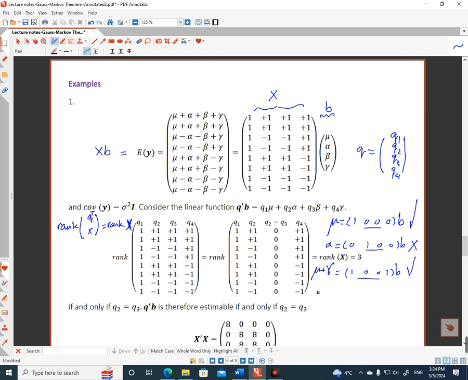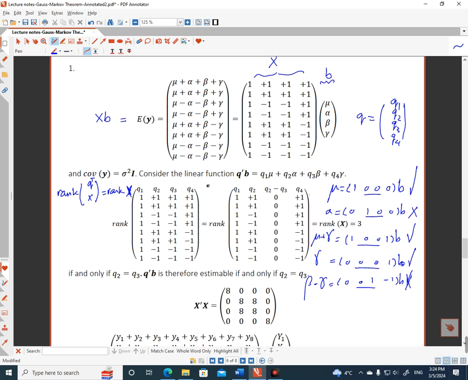However, look at gamma itself. Gamma itself is also estimable, since the second and third elements are the same. This is the b vector. However, something like beta minus gamma, if you write it, it is 0 0 1 minus 1 times b, where the second and third elements are not the same, so it's not estimable. So you see the condition for any function of the parameters to be estimable is that the second and third elements are the same.